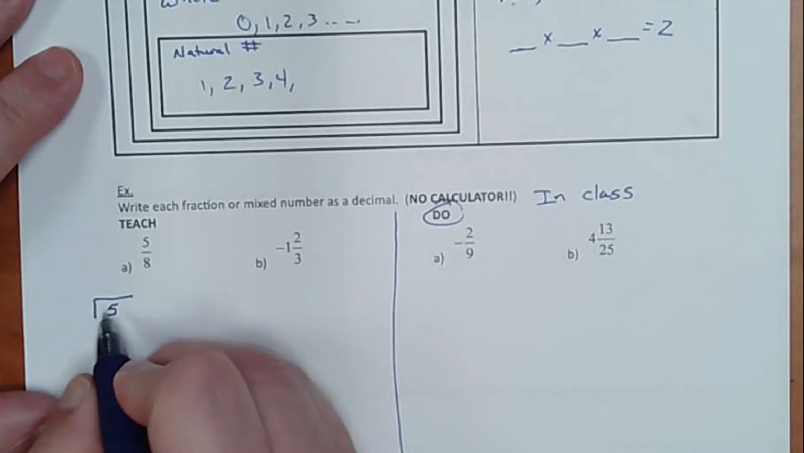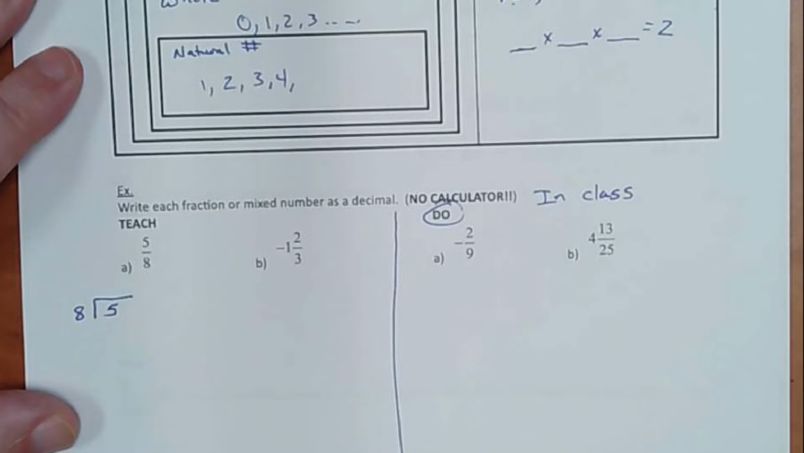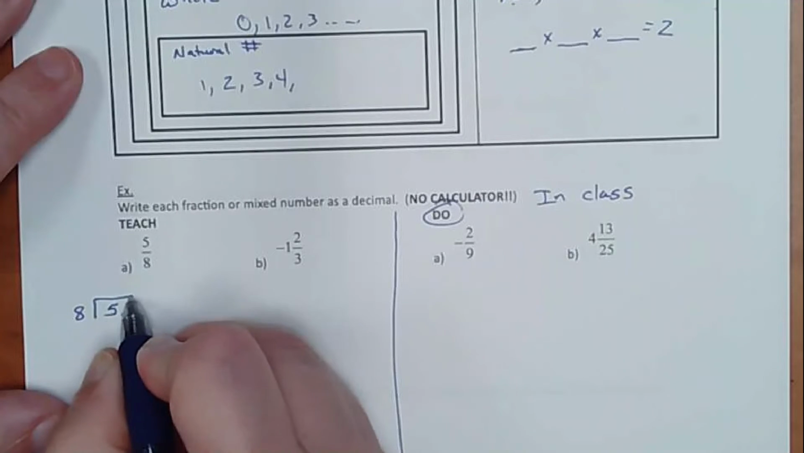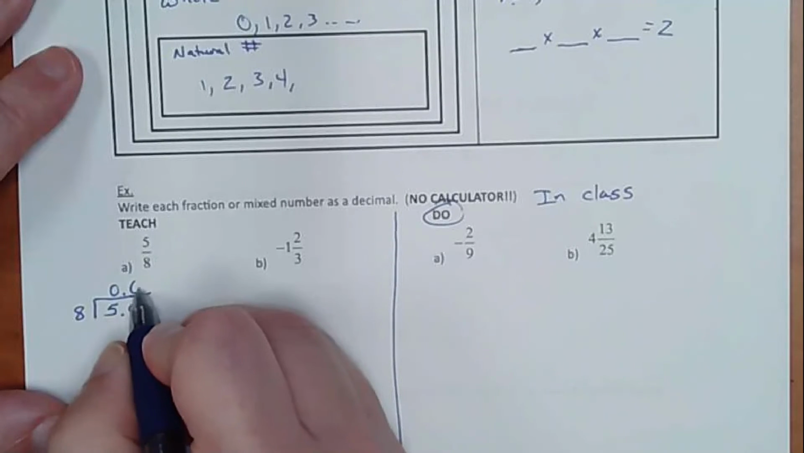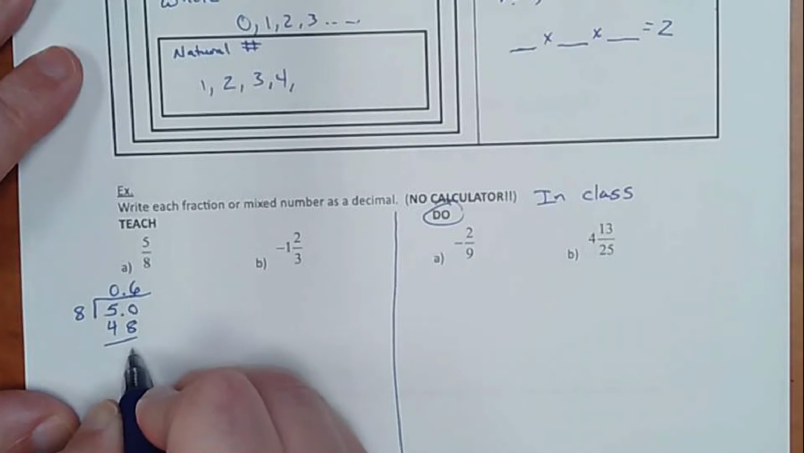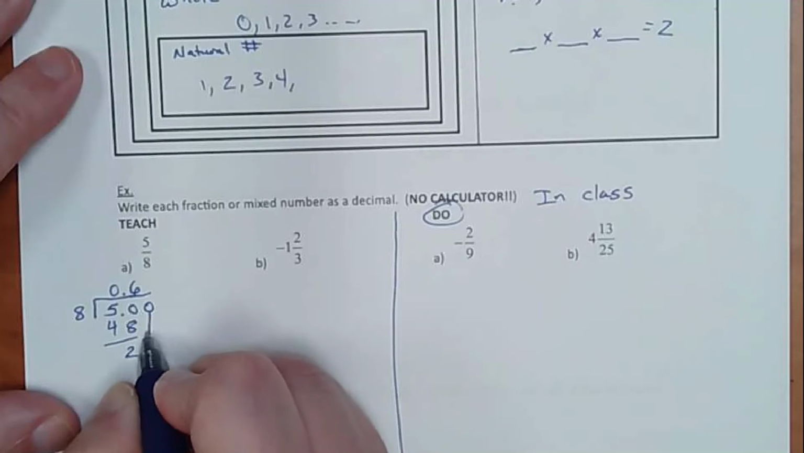5 goes inside, 8 goes outside. Got to add a decimal and a 0, otherwise I can't do anything. So now I go 50 divided by 8. Well, that's 6, 48, 2. Well, let's keep adding zeros here.